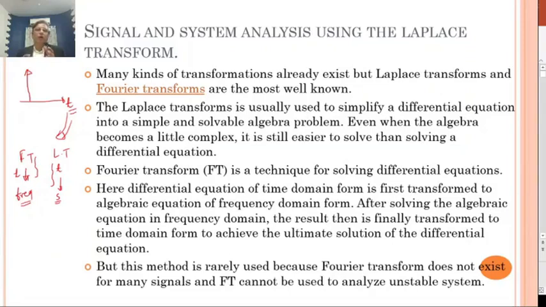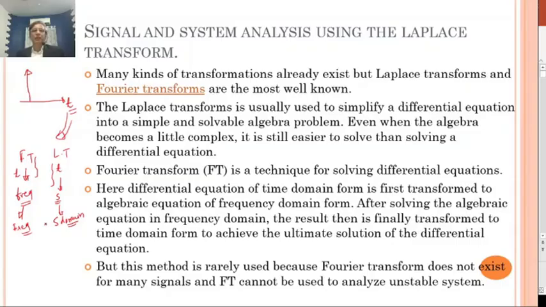Now, how will we solve this differential equation using this transform? First, we convert the differential equation into an algebraic equation. In case of the Fourier transform, this algebraic equation is in the frequency domain, and in case of the Laplace transform, the algebraic equation is in the S domain. And then the result is finally transformed to the time domain by taking the inverse of the Fourier transform or the inverse of the Laplace transform.